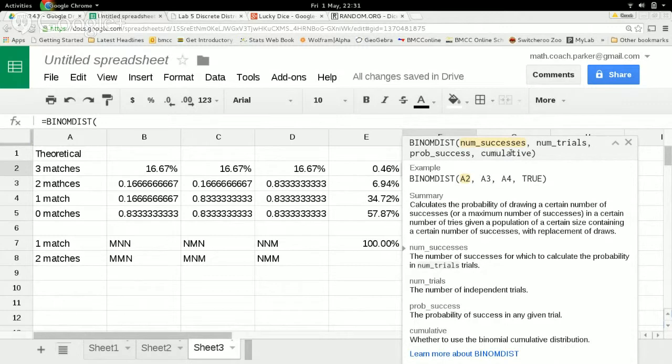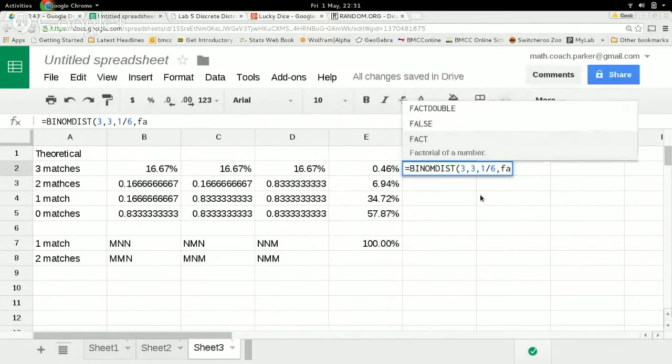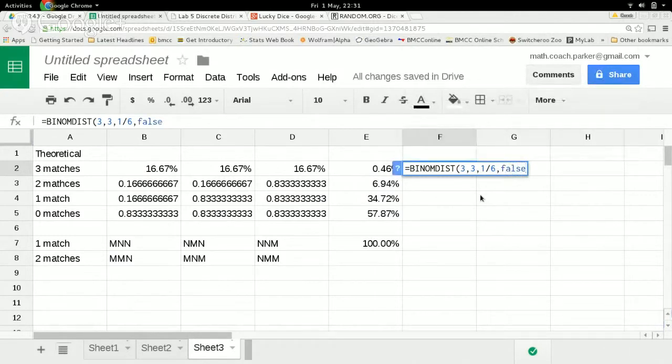Cumulative means, do we add up everything below that? We'll get to more of that later. We're not doing that here. So in this particular case, I'm on the line with 3 matches. So I want to know, what's the probability of getting 3 matches when I roll 3 dice, and each die has 6 sides, so the probability is 1/6. And I don't want to accumulate these points. And there's my same matching probability.